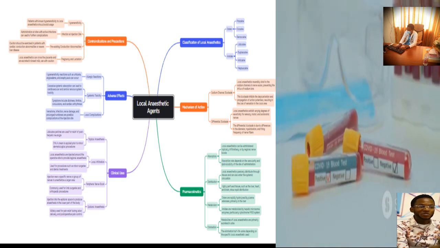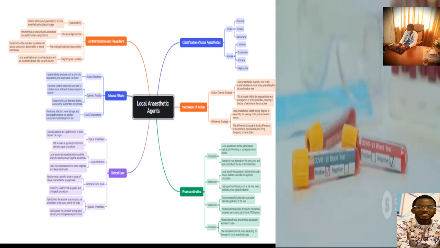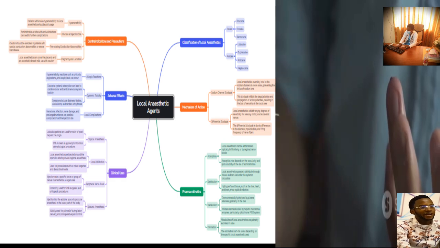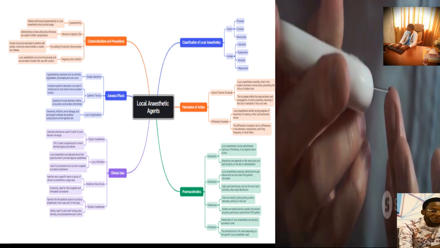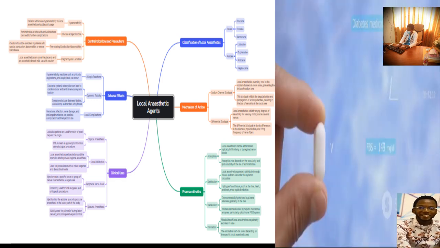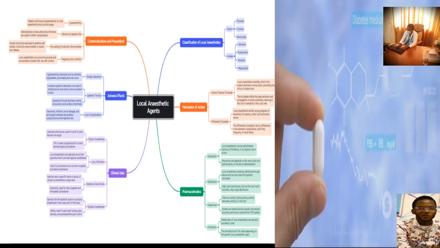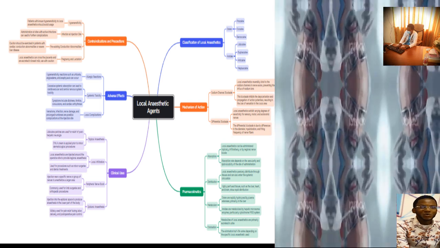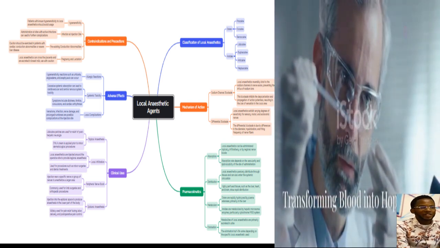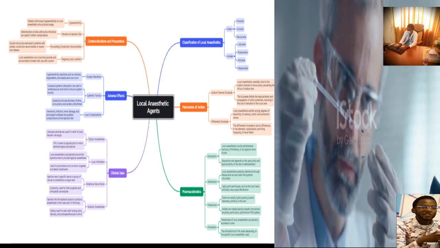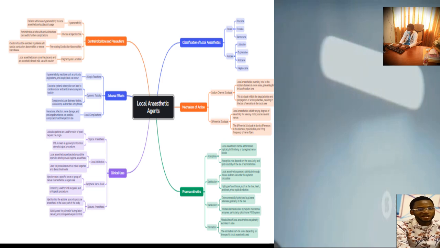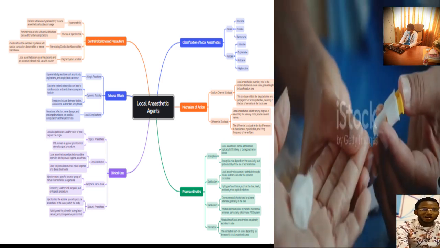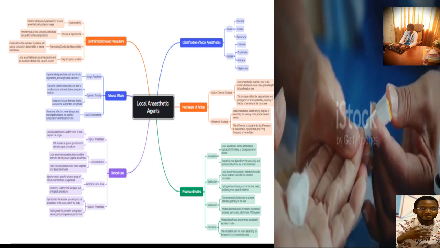Lidocaine, also known as lignocaine, is widely used due to its rapid onset and intermediate duration of action. It typically lasts about 1 hour. The maximum dose for plain lidocaine is 3 mg/kg, approximately 200 mg for an adult, and with adrenaline, it increases to 7 mg/kg. Lidocaine is commonly used for local infiltration, nerve blocks, and as an antiarrhythmic agent in certain cardiac conditions. However, it's not recommended for spinal anesthesia due to its shorter duration and potential side effects.